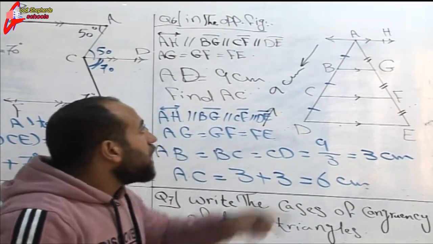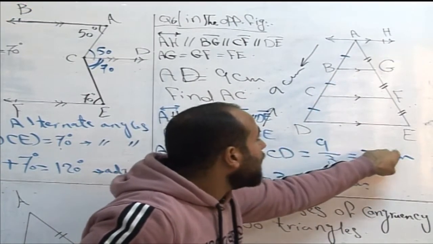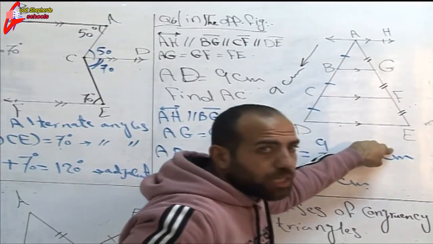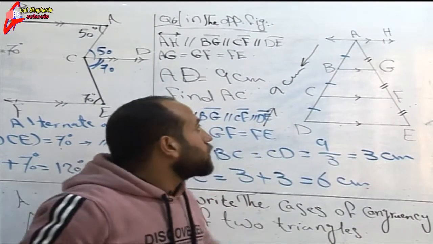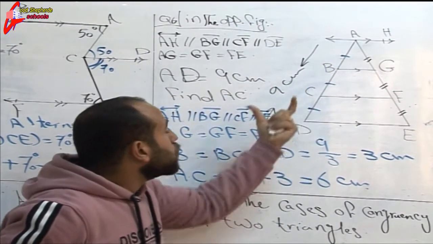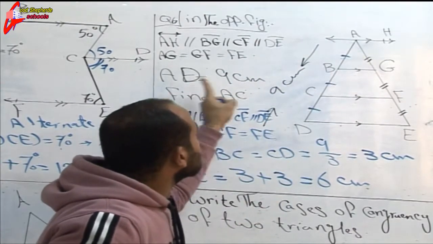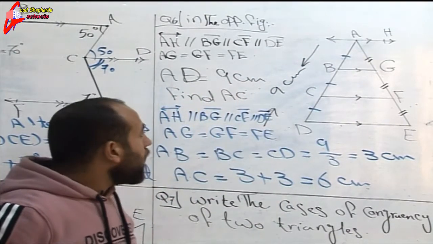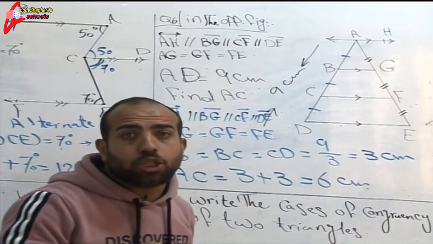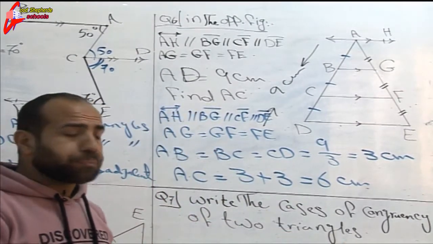Again, if I have AH parallel to BG parallel to CF parallel to DE, and it's given also AG equals GF equals FE, so I can deduce that AB equals BC equals CD. And each one equals 3 centimeters because the length of AD equals 9 centimeters. Now I can say AC equals AB plus BC, and each one equals 3. So 3 plus 3 equals 6 centimeters.